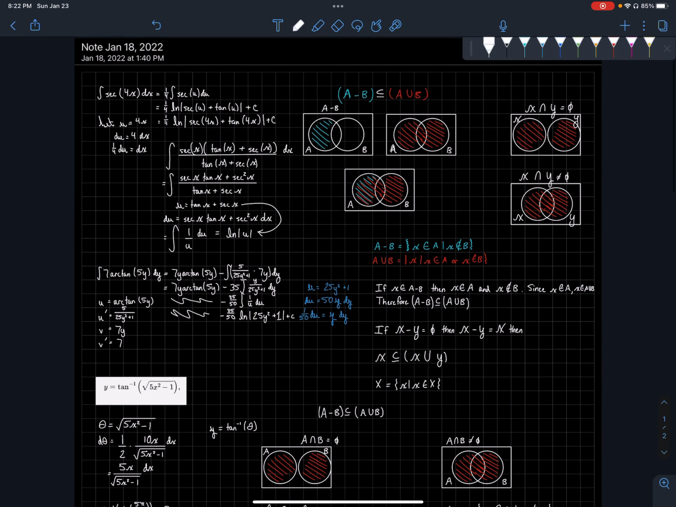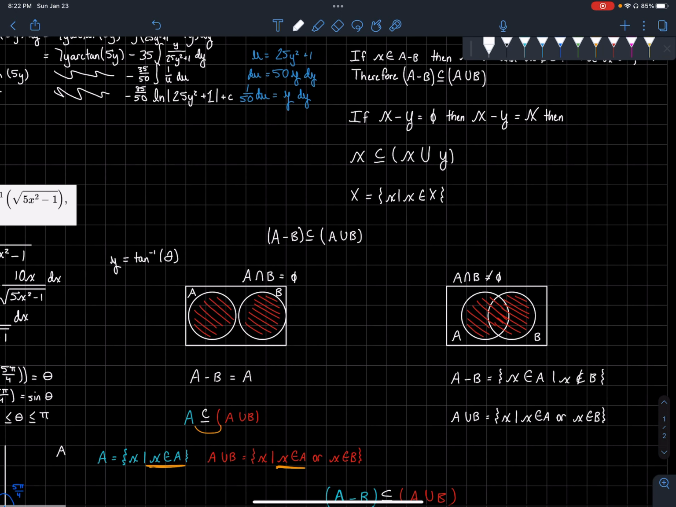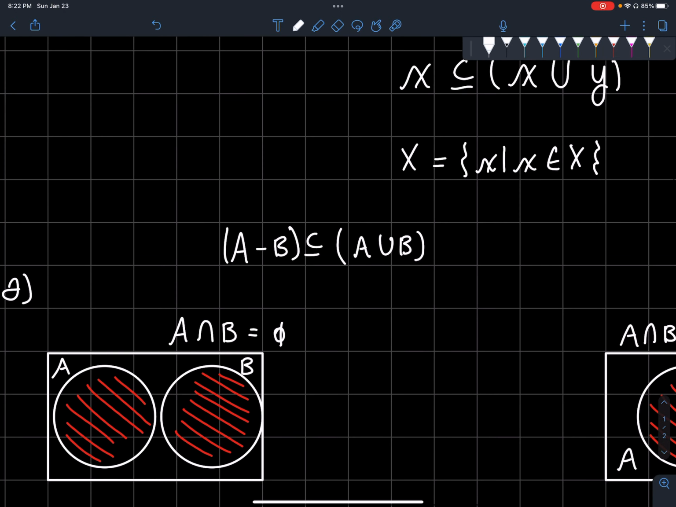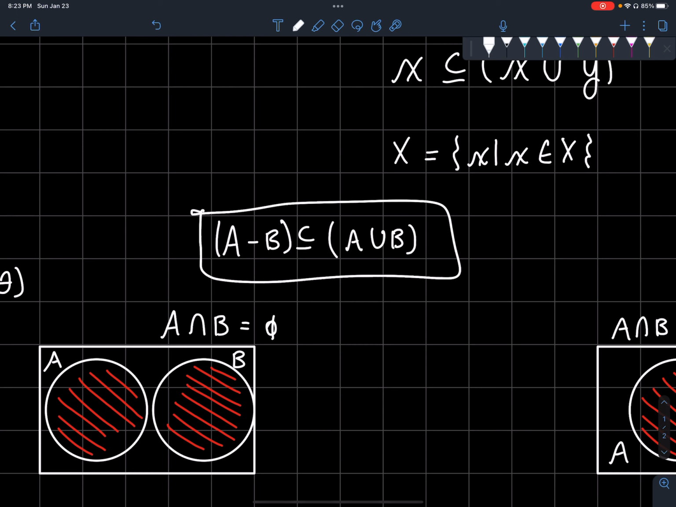Ignore the confusing work here. I'll explain through it first. We've got our equation that we want to prove right here.